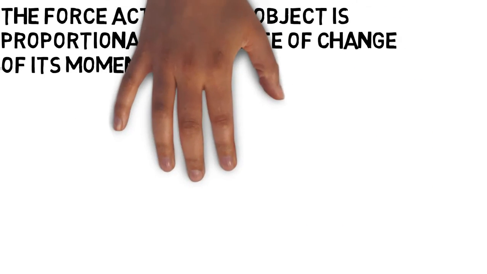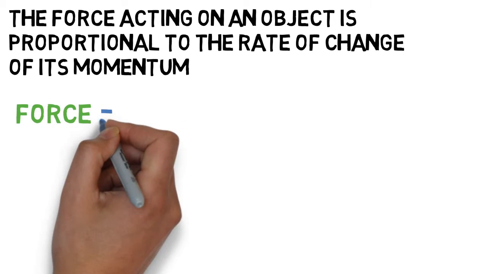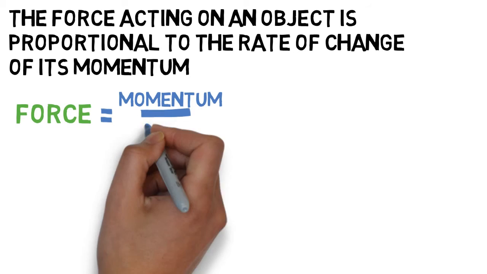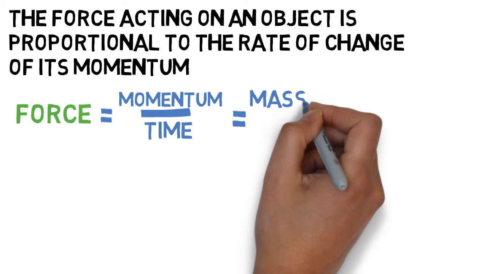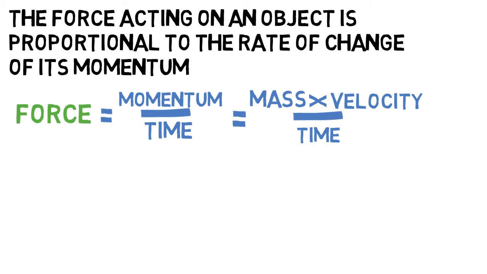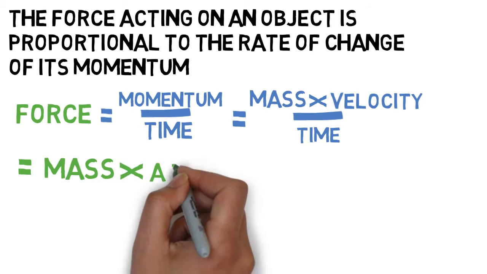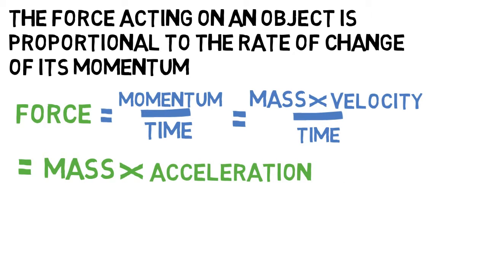Newton's second law states that the force acting on an object is proportional to the rate of change of its momentum. This isn't very useful for calculations, so it's easier to express it as an equation. The force is equal to the momentum over time. And given that momentum is just mass times velocity, the force is equal to the mass times the velocity divided by time. Velocity divided by time is acceleration, and from this we get the famous equation, force is equal to the mass of an object times its acceleration, or F equals ma, which essentially sums up the second law.